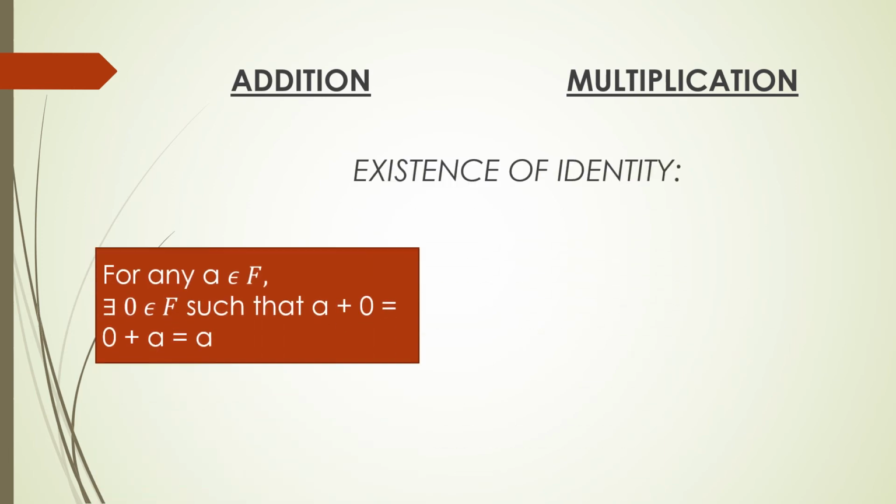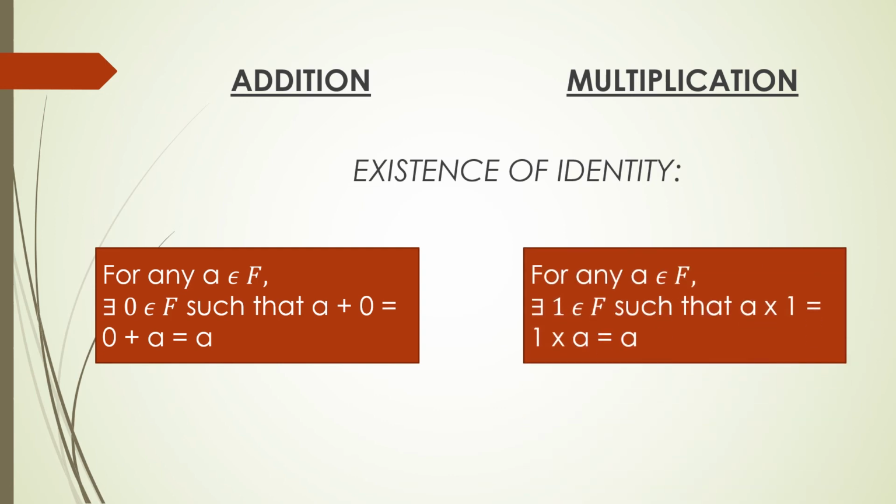In terms of existence of identity, for addition, we have for any a element of F, there exists a zero element of F such that a plus 0 equals 0 plus a equals a. On the other hand, for multiplication, we have for any a element of F, there exists a one element of F such that a times 1 equals 1 times a equals a.